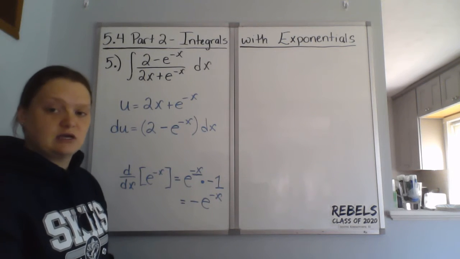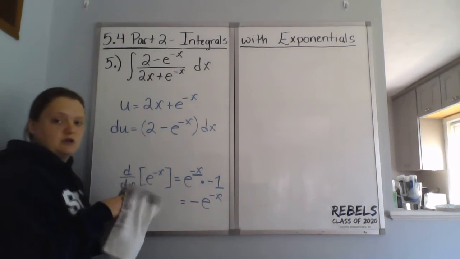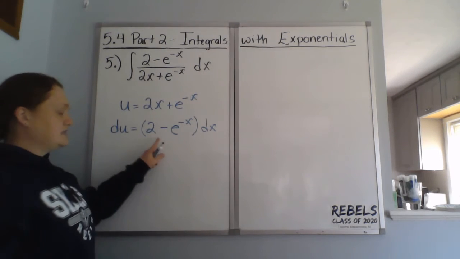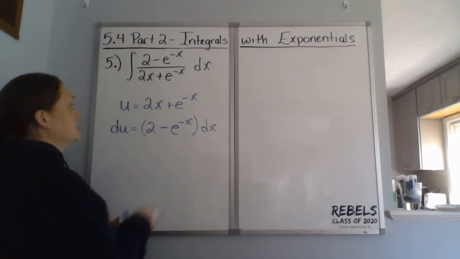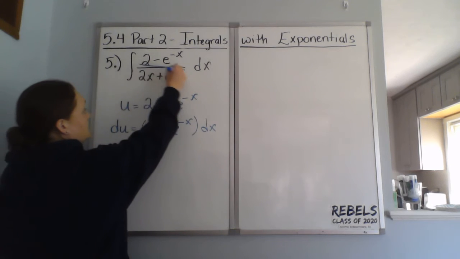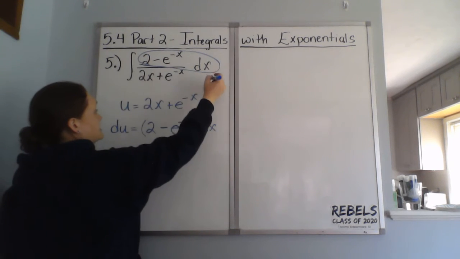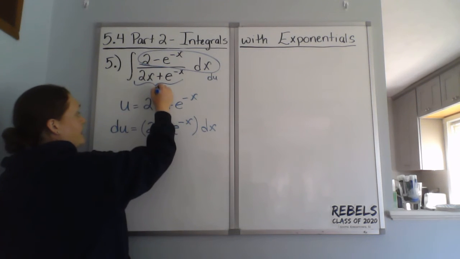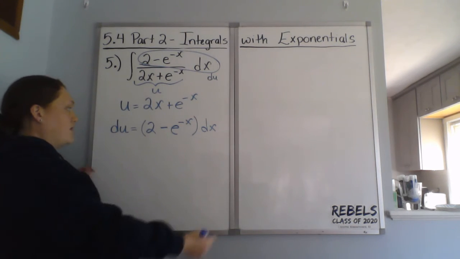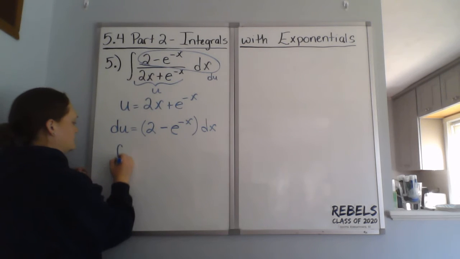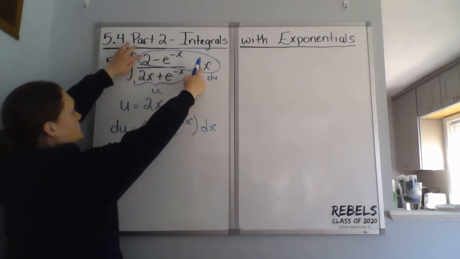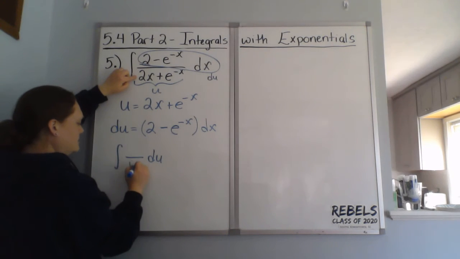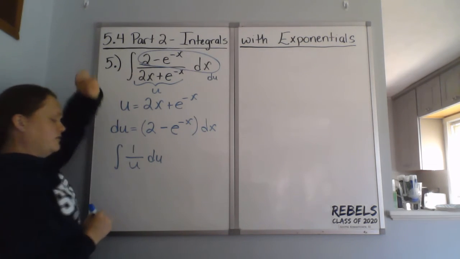Now doesn't that work out nicely? Because look at the numerator: the numerator in the original problem is exactly the same as our du. So this part gets replaced by the du, and this part gets replaced by the u. When I rewrite this integral, I'm going to have an integral sign. This is gone, so there's a du at the end. I've got a u in the denominator. There was nothing else left, so it's 1 over u du.